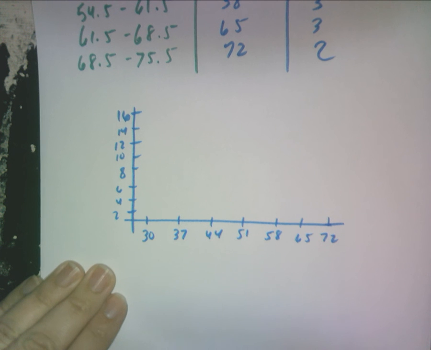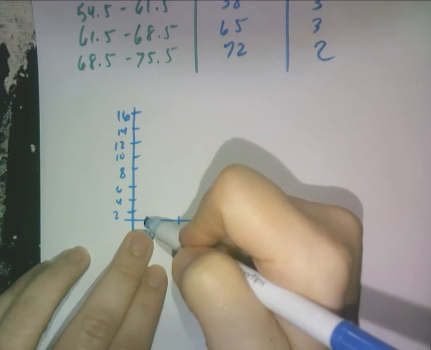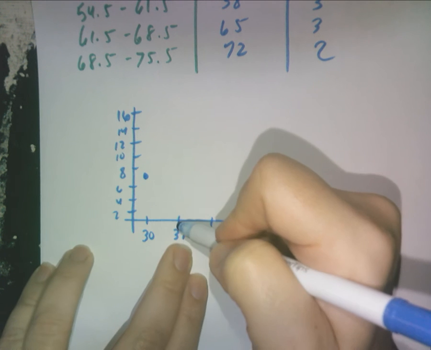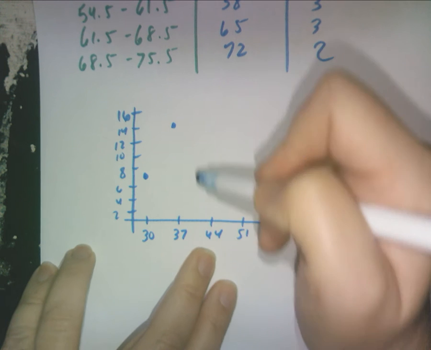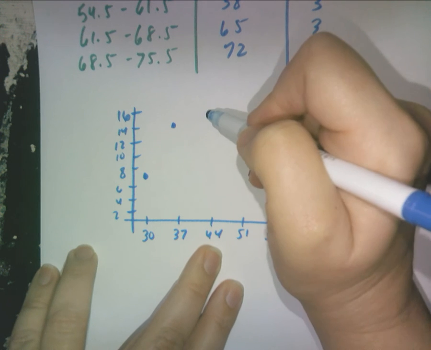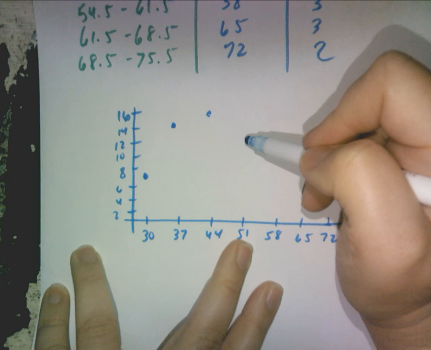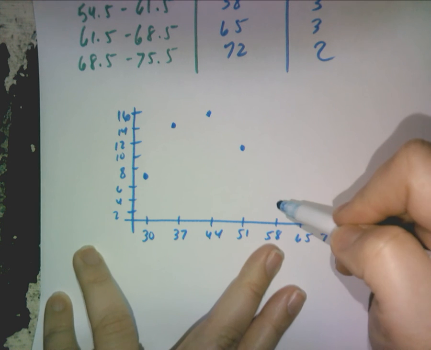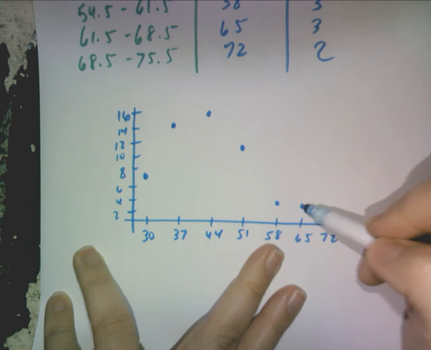And then you're still going to plot the frequency, but you're not going to make a box. You're going to make a dot. You're going to go like this, all the way up to 7, dot. 37 goes to 14, dot. 44 goes to 15, dot. 51 goes to 11. 58 to 3, to 3, to 2.